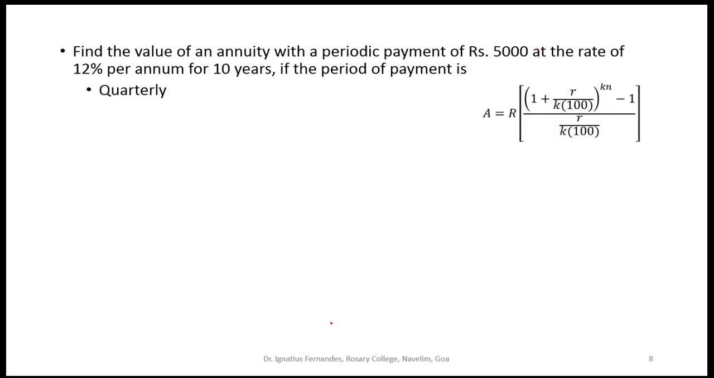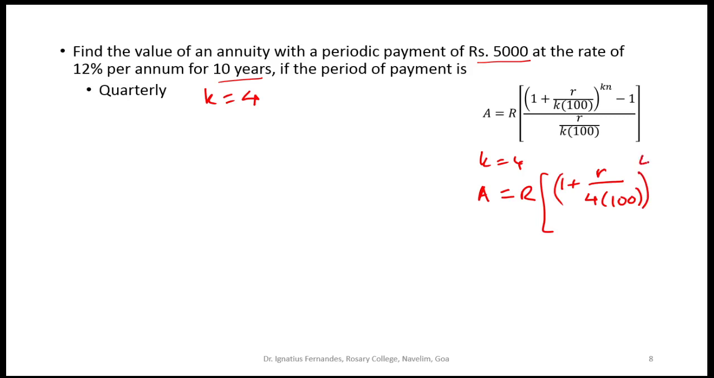Now in case it is quarterly, so this annuity is with a periodic payment of rupees 5,000 at the rate of 12% per annum for 10 years. If the period of payment is quarterly, that means K is equal to 4. So in that case I have to put K is equal to 4 in this formula. So accordingly the formula for quarterly payments is A is equal to R into 1 plus R upon K is 4 into 100, this raised to K is 4 into N minus 1 upon R upon K is 4 into 100. This is the formula.